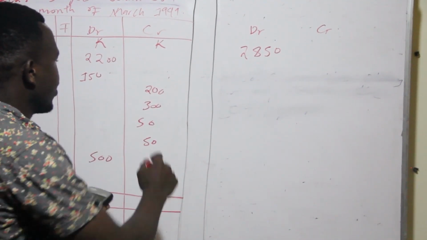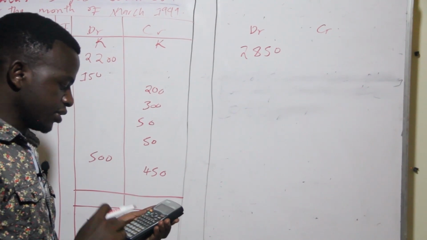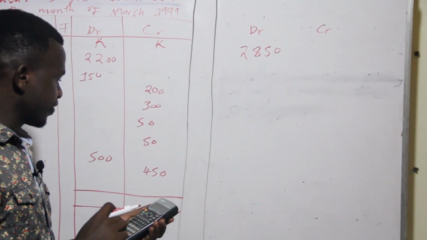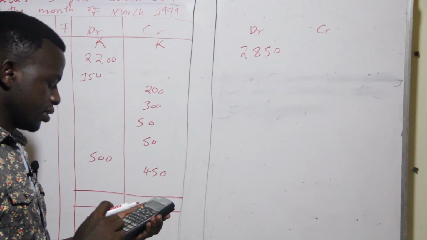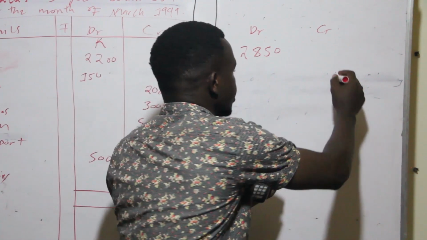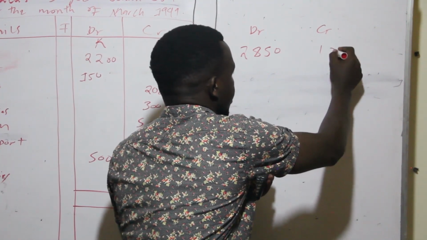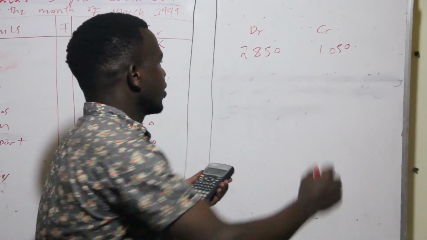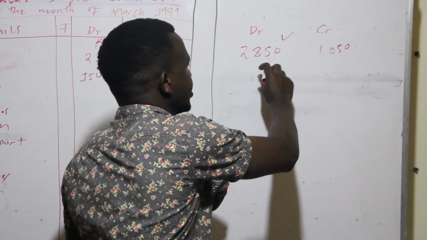On the credit side, we have 200 plus 300 plus 50 plus 50 plus 450. The answer that I'm having is 1,050. As you can see, the higher amount there is 2,850.